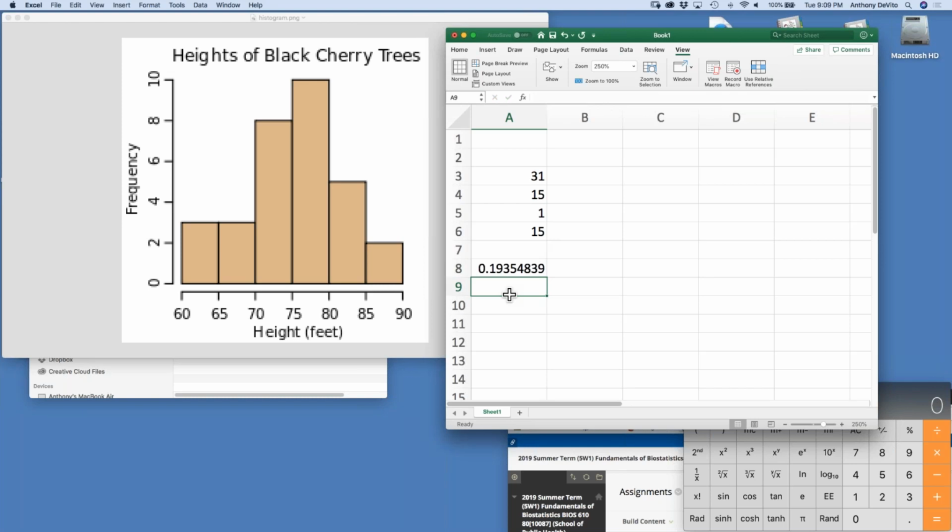What's the probability that we would randomly select a tree that's over 75 inches tall? Well, we got 10. 10 and 5 is 15, and 2 is 17. So the probability is going to be 17 over 31. The probability that we would randomly select a tree, and that tree would turn out to be more than 75 inches tall, 75 feet tall, is almost 55%.